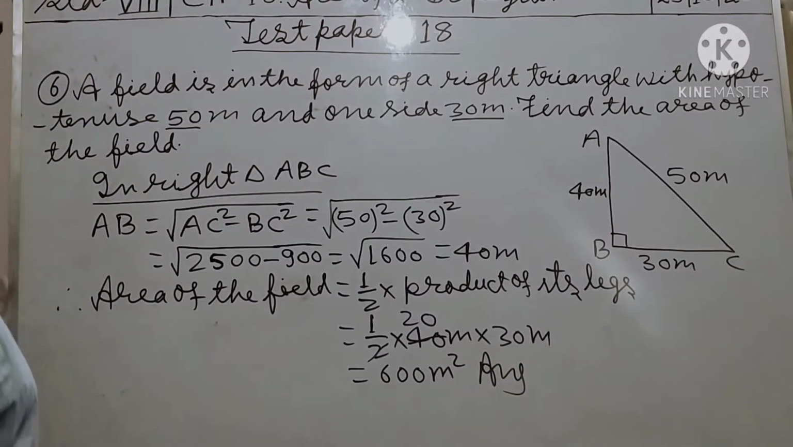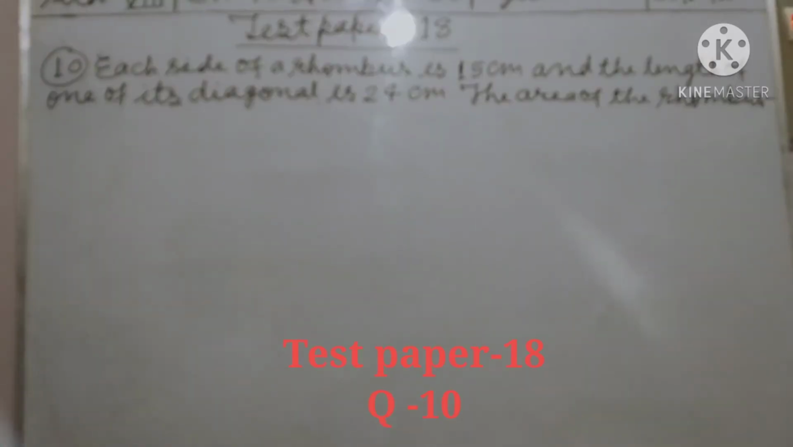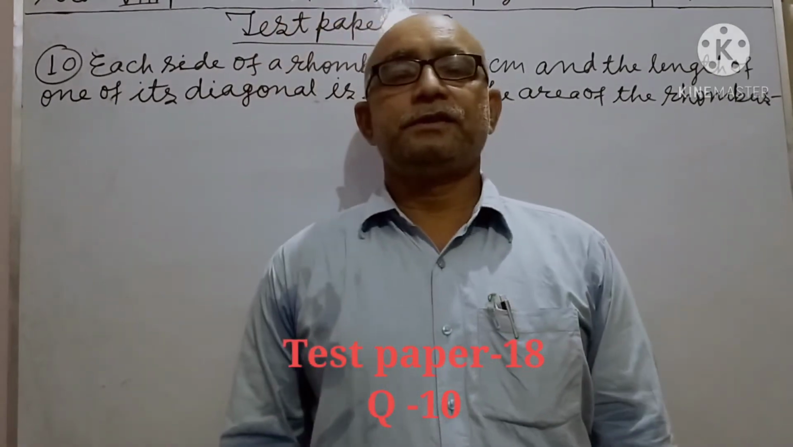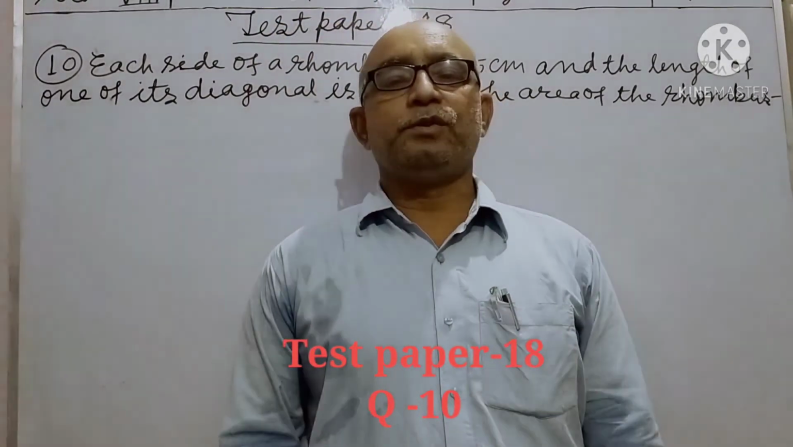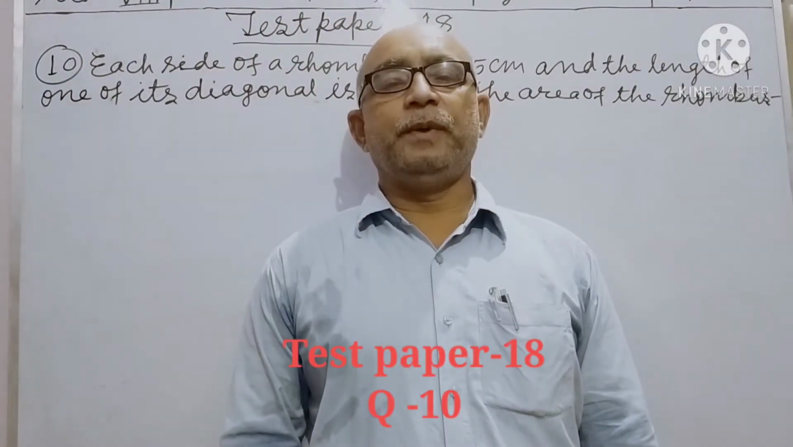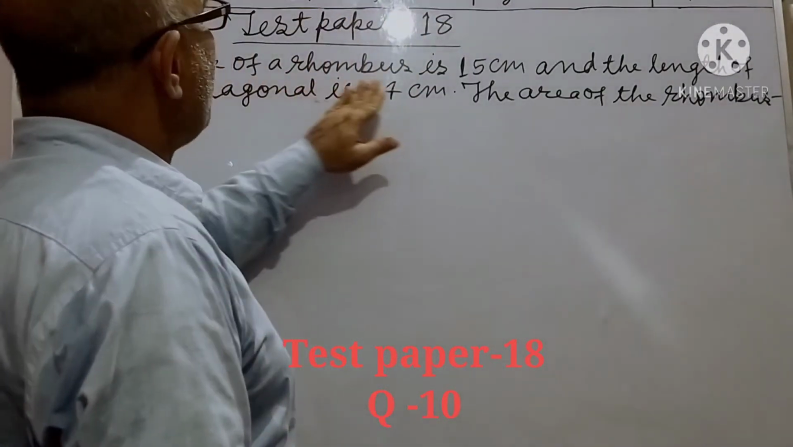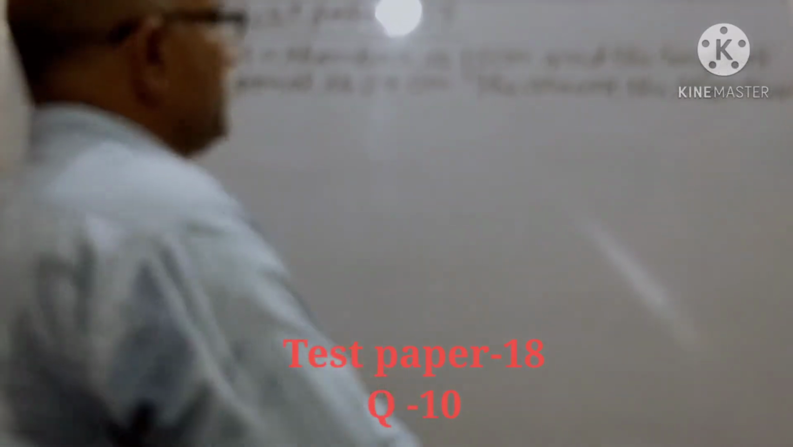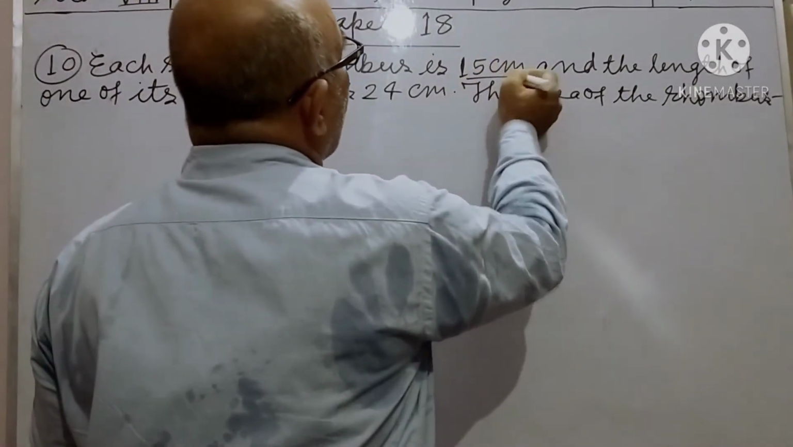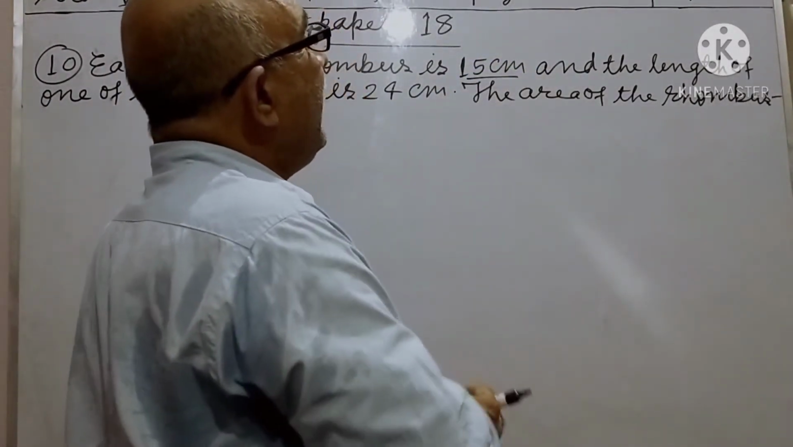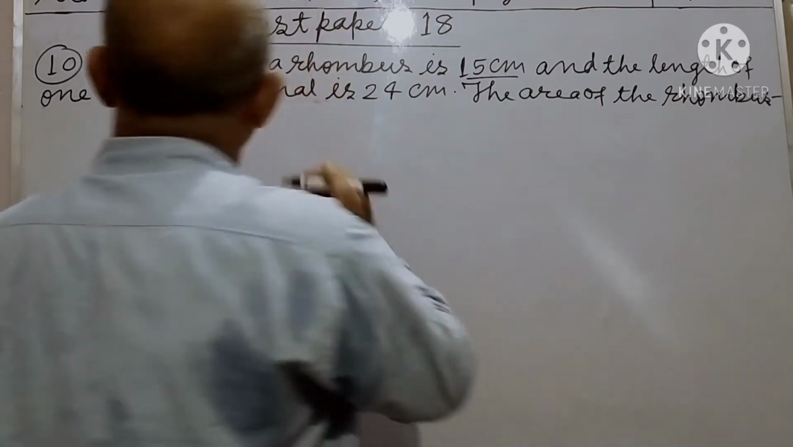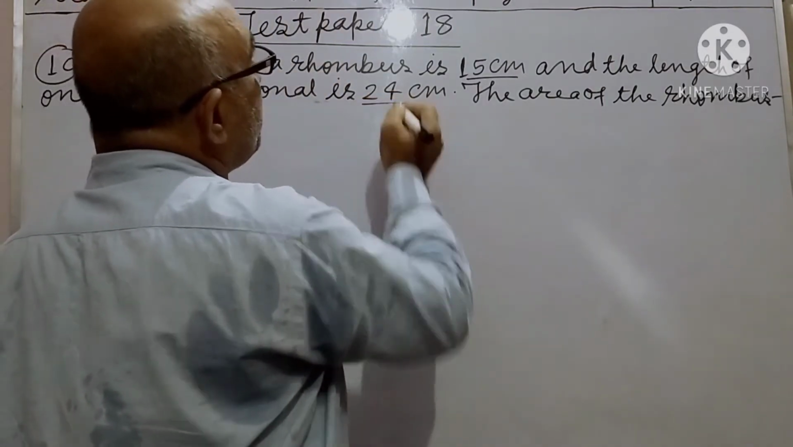Students, understand and write it. Students, next question is question number 10 of test paper 18. In this question, each side of a rhombus is 15 cm, and the length of one of its diagonals is 24 cm.